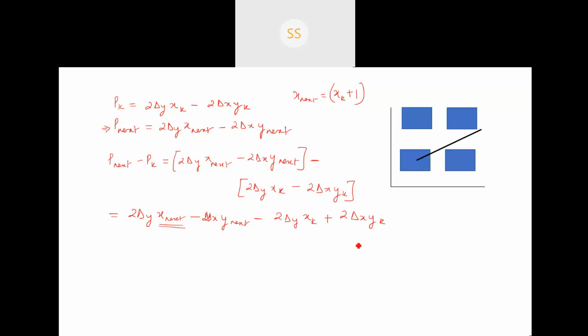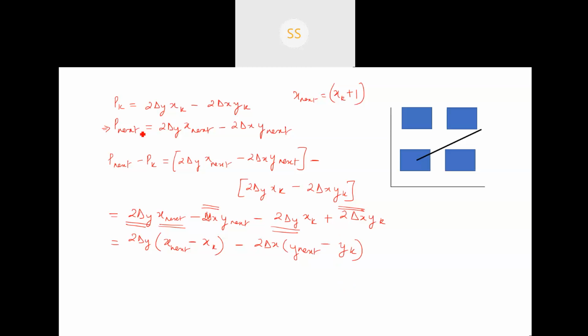So there are so many terms here. I'll try to bring some terms together. I've got 2 delta y here, and I've got 2 delta x here. So I'm going to group some terms together. I'll take 2 delta y as common, and I can write it as x next minus xk. Then I take minus 2 delta x, and I can write it as y next minus yk, because here as it is minus, minus plus is going to be minus of yk. So I have deduced my p next minus pk as this particular equation.